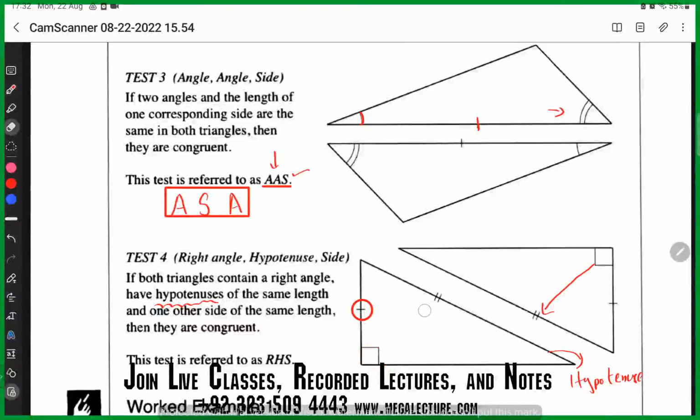Okay, yes, we are done with the four tests. Now tell me if you had any difficulties with the understanding of the four tests.